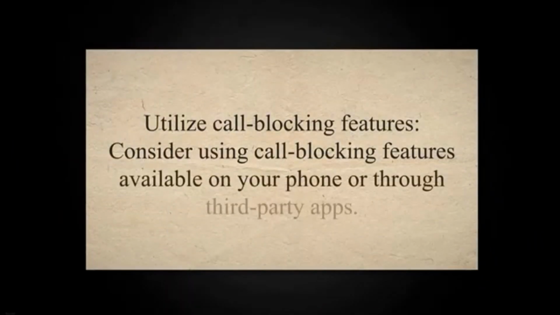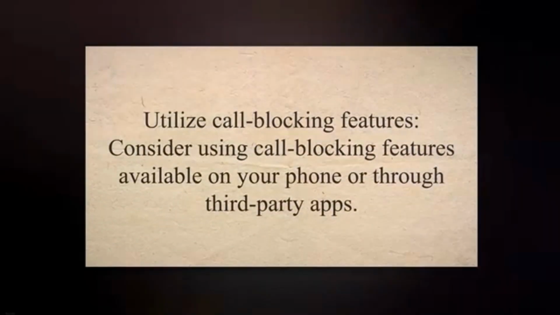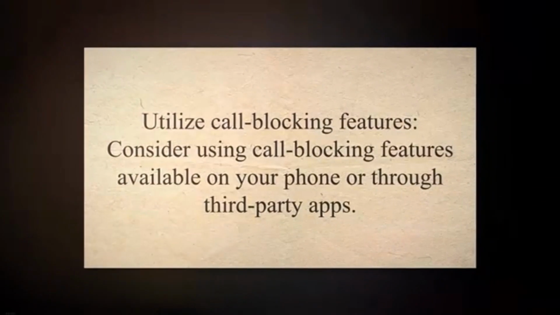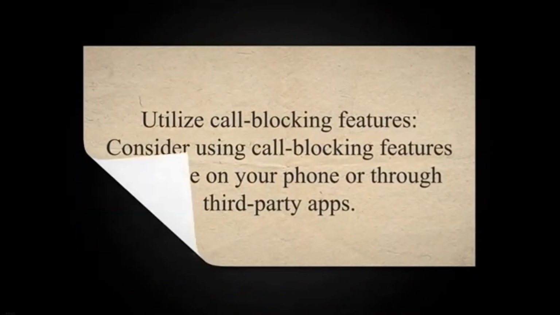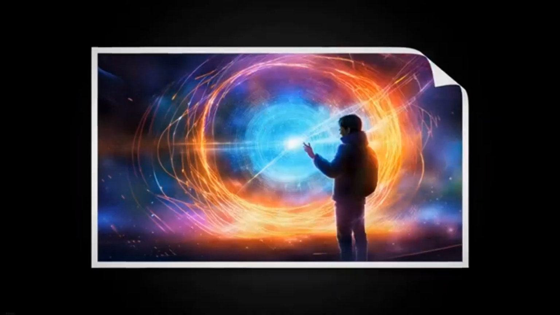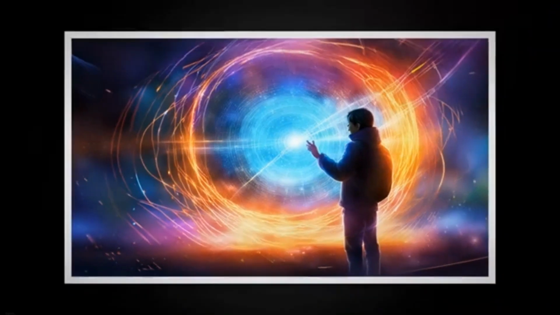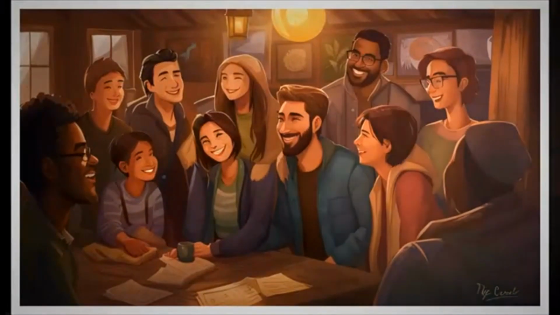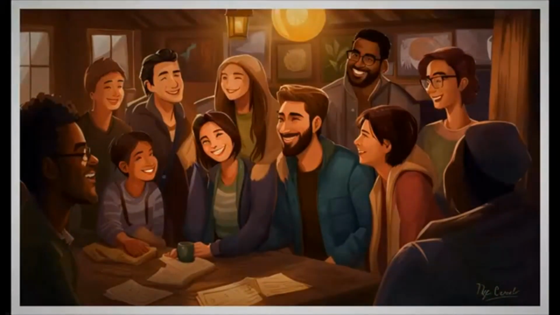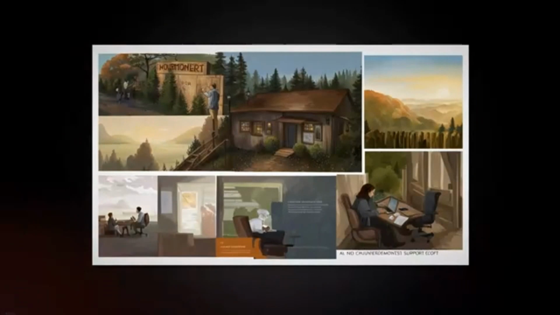Utilize call blocking features. Consider using call blocking features available on your phone or through third-party apps. These features can help filter out anonymous calls and prevent them from reaching you in the first place. Seek support. Reach out to trusted friends, family members, or support organizations if you are feeling overwhelmed or anxious due to anonymous calls. They can provide emotional support and guidance during difficult times.